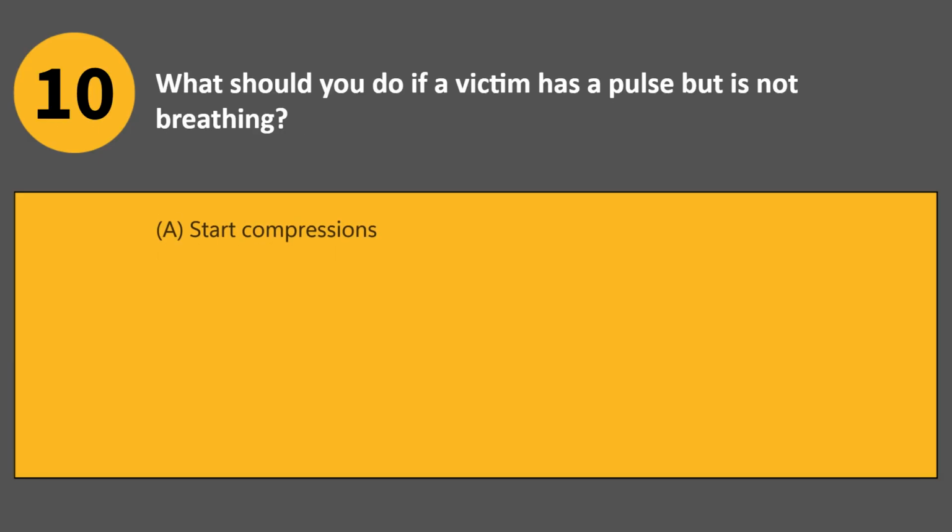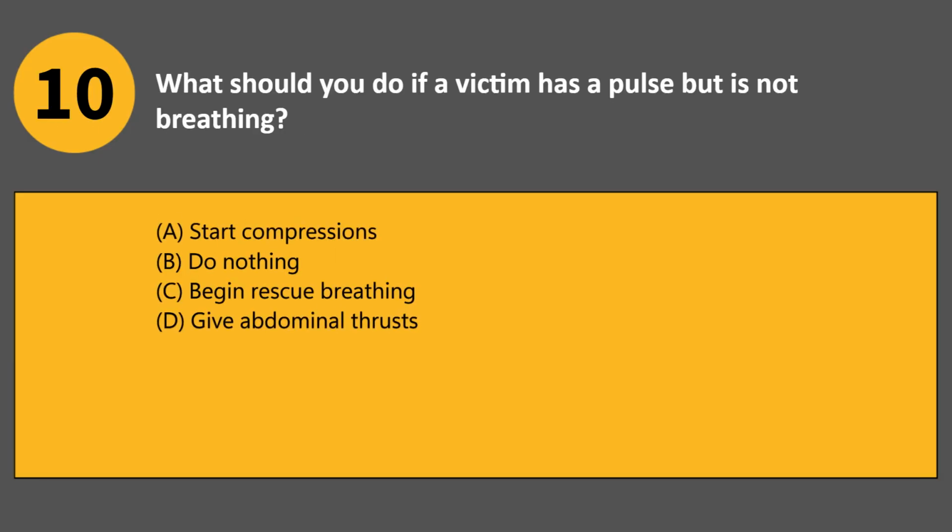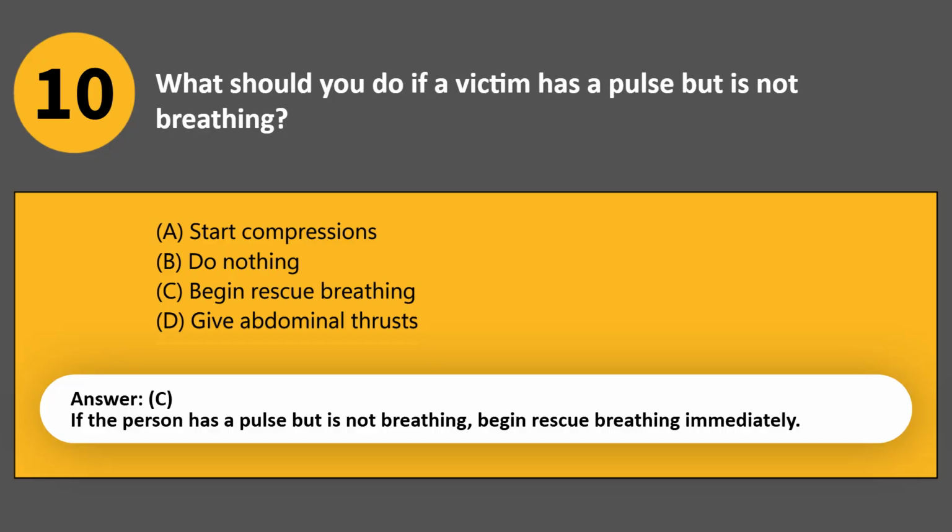What should you do if a victim has a pulse but is not breathing? A. Start compressions. B. Do nothing. C. Begin rescue breathing. D. Give abdominal thrusts. Answer C. If the person has a pulse but is not breathing, begin rescue breathing immediately.